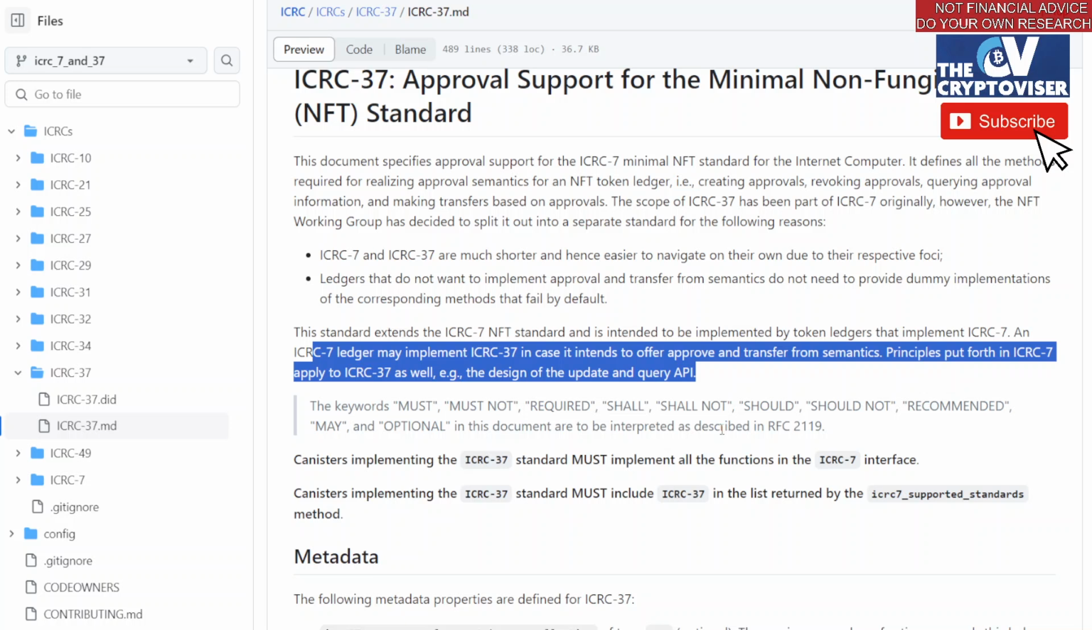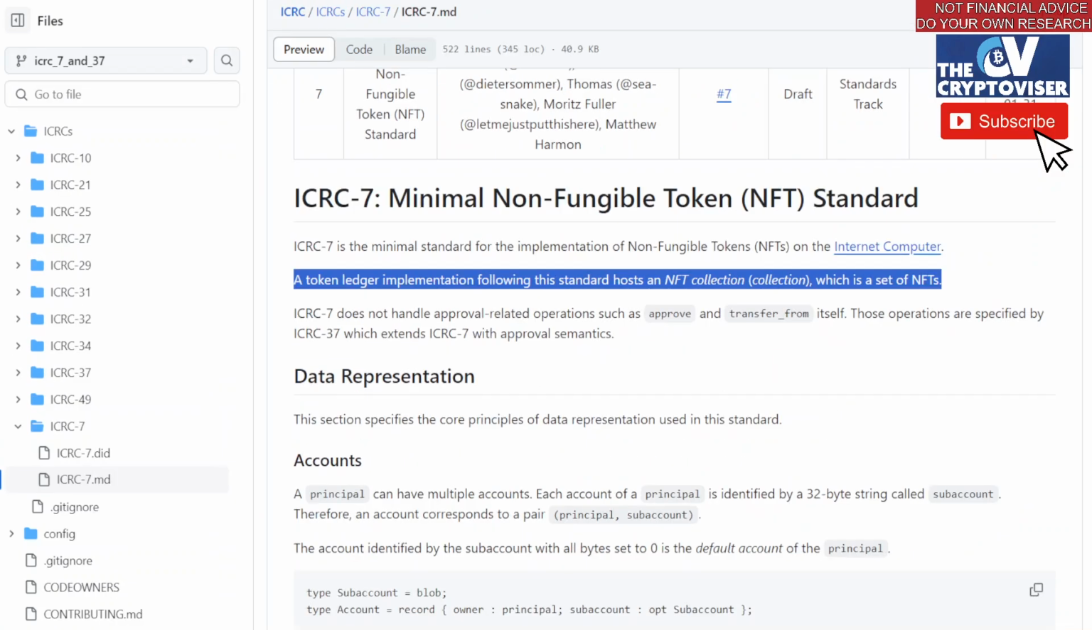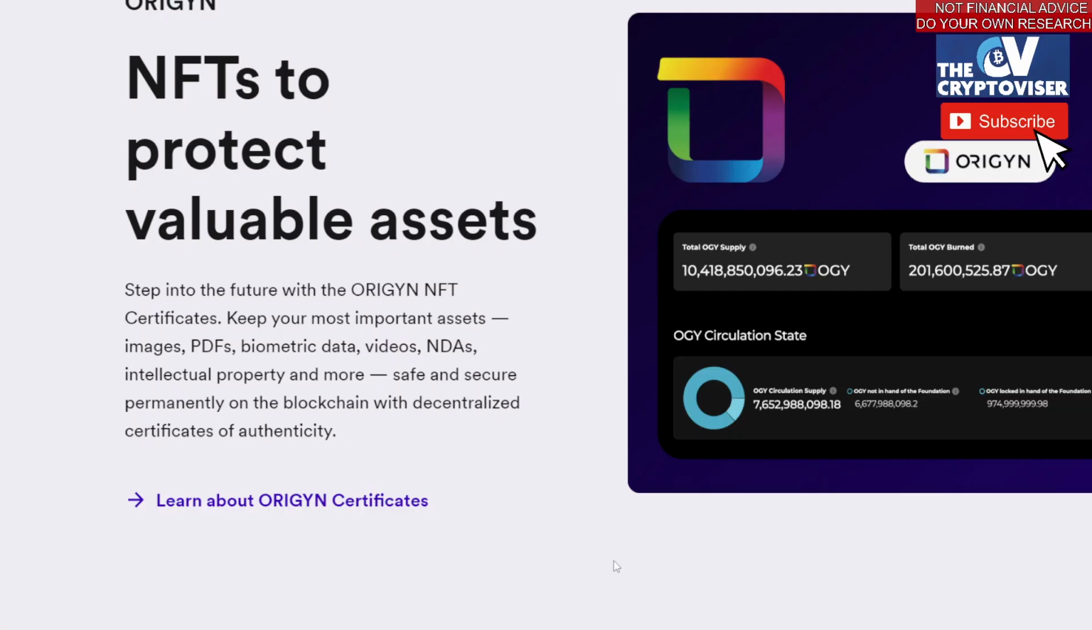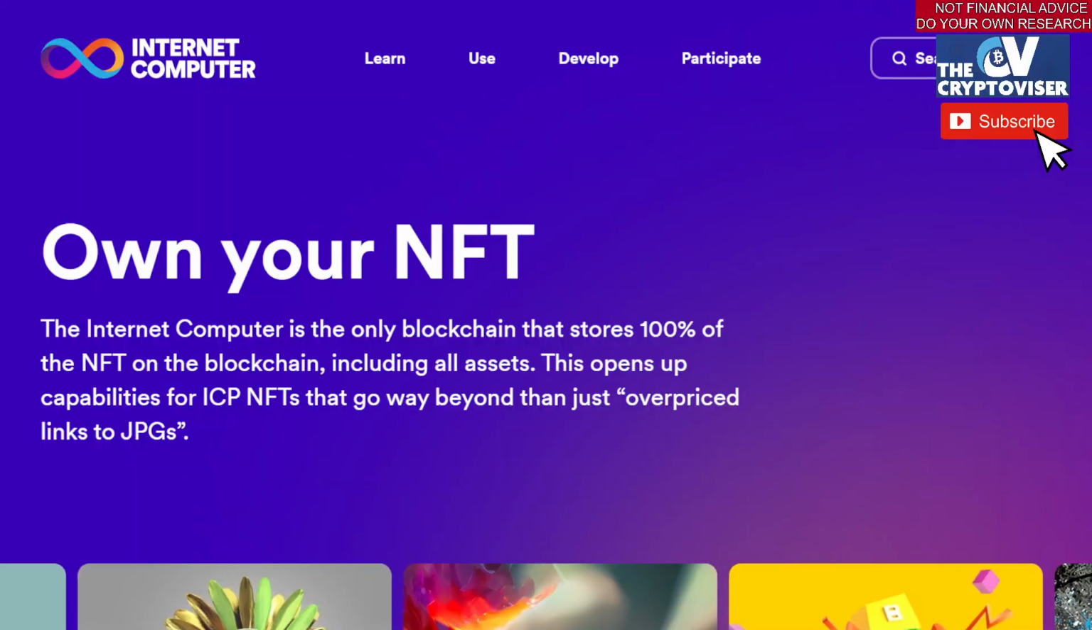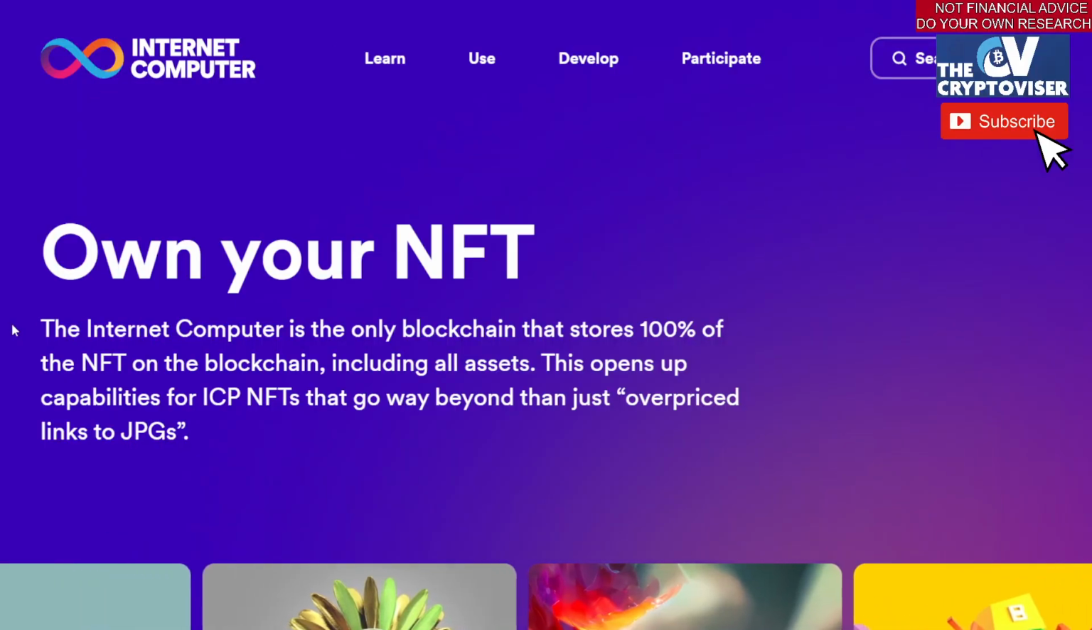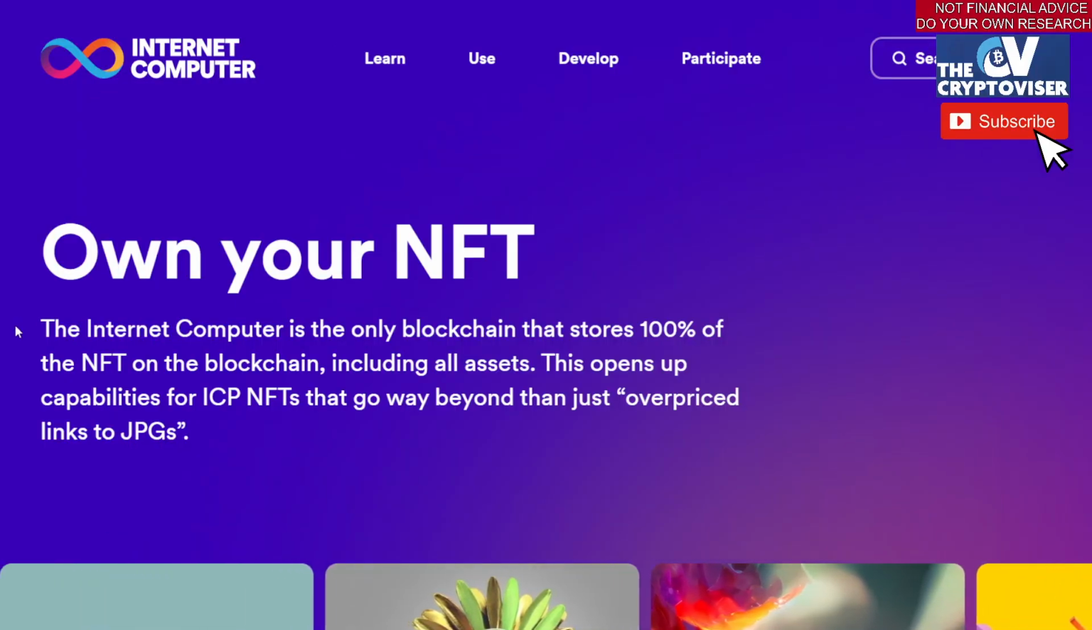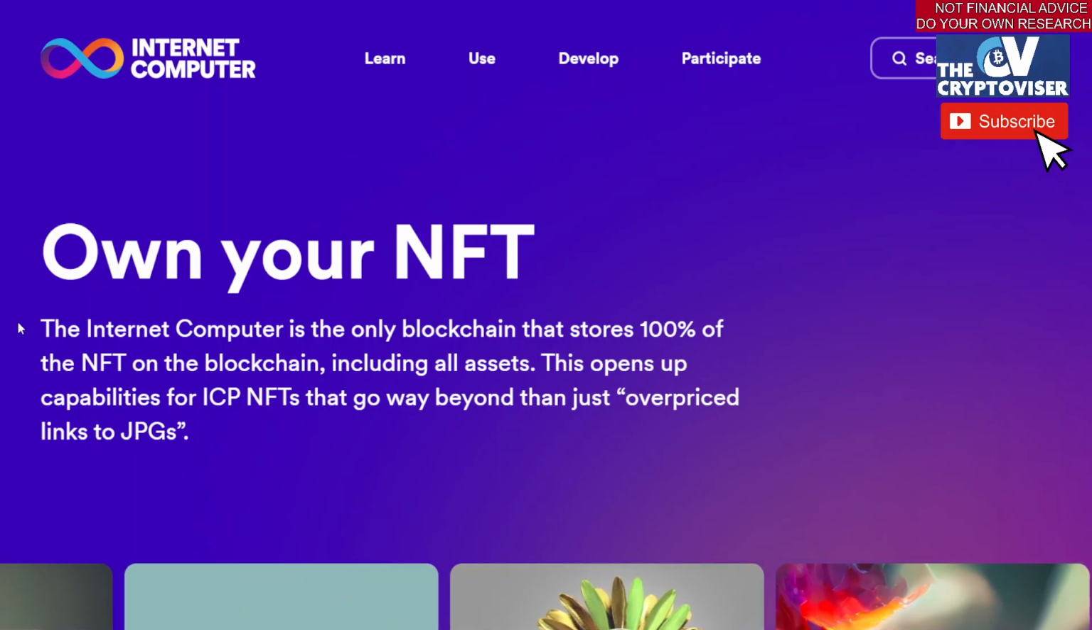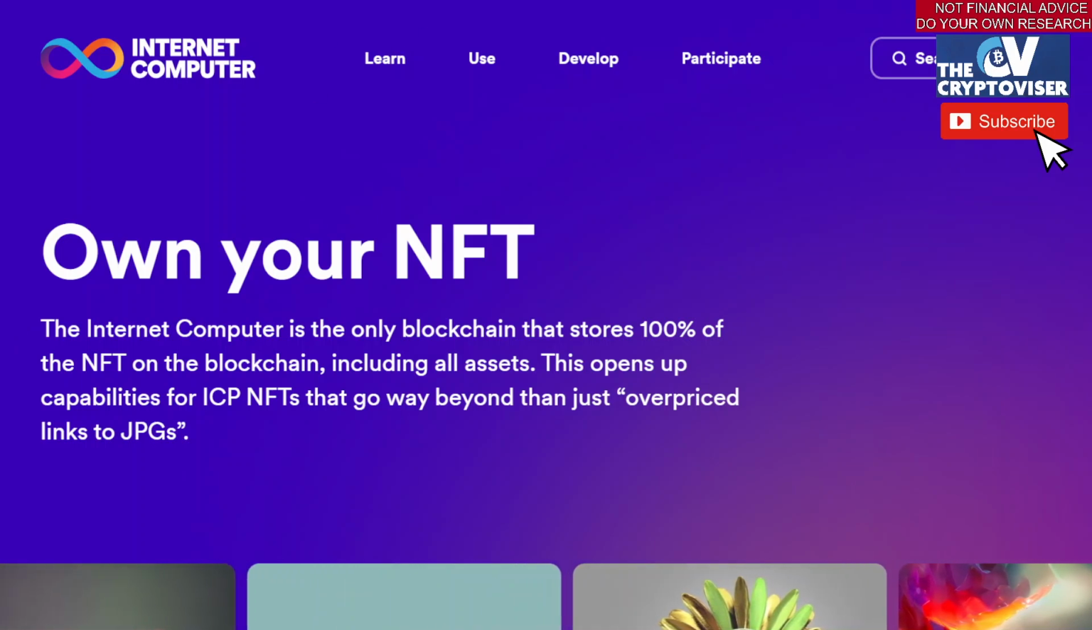Do I need to understand everything that is going on in Internet Computer and every tech jargon language that's going on? Absolutely not. What I do know is that Internet Computer has this technical side of what they're doing, and then they also have the non-technical side of what they're doing on their website. So you can get a little bit of both and understand exactly what the Internet Computer can do and then compare it to other blockchains.